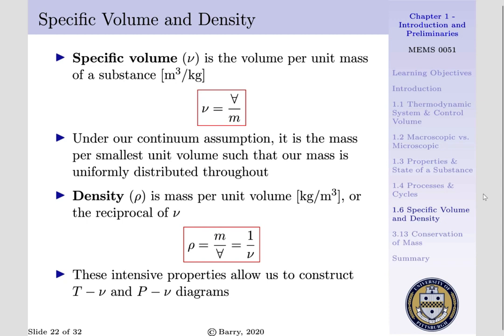Specific volume, denoted by the Greek variable nu, is our volume per unit mass of our substance. That is, our specific volume has units of meters cubed per kg. Under our continuum assumption, it is the mass per our smallest unit volume, such that our mass is uniformly distributed throughout. Density, or mass per unit volume, is the reciprocal of our specific volume. Rho is equal to 1 per nu.